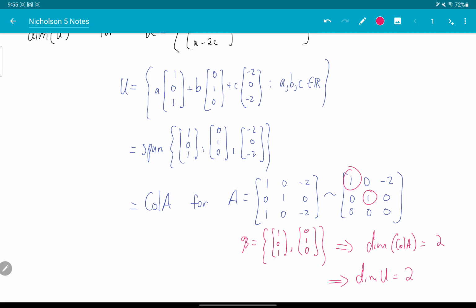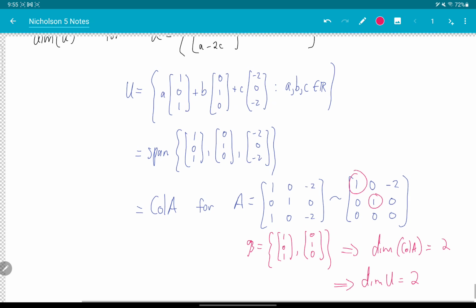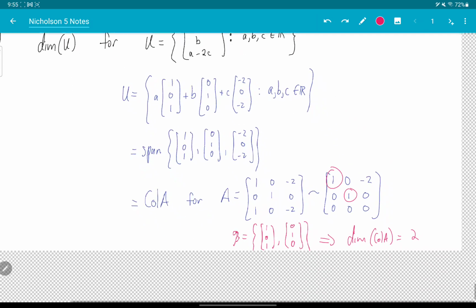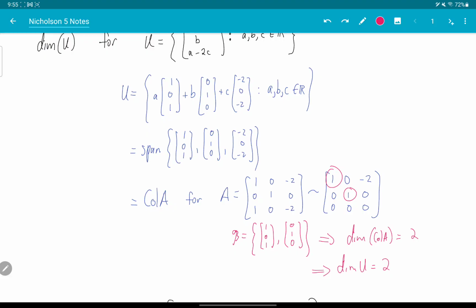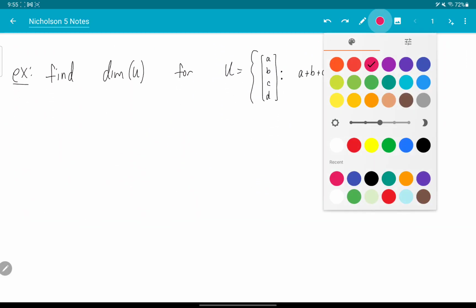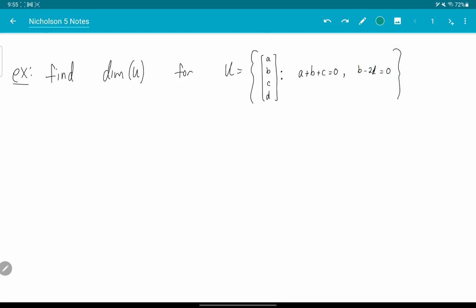Anywho, that is how we do it. If you can take something like this, and it's quite naturally equal to a column space, you have a nice method for finding its dimension. Now, other subspaces are given differently, and it's more natural to express them as null spaces. Here's an example.